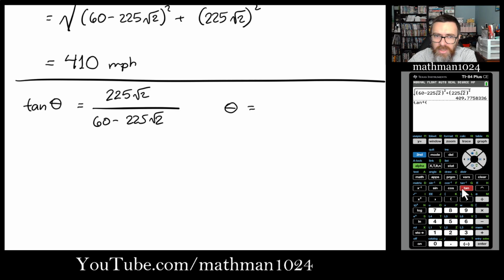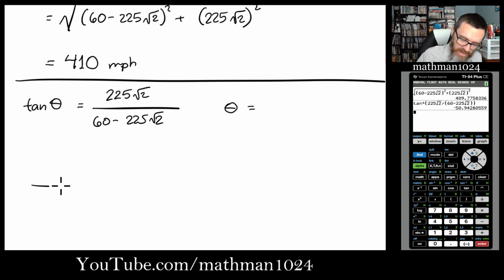So inverse tangent, 225 square roots of 2 divided by, now since we're dividing by not just a single number, but a couple of different things, use parentheses, 60 minus 225 square roots of 2, whoops. I'm so used to doing it on older calculators. All right, so this tells me about negative 51 degrees. But again, that's in quadrant 4, right? So how do I fix that?